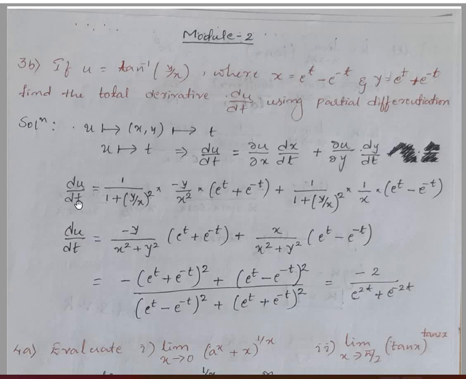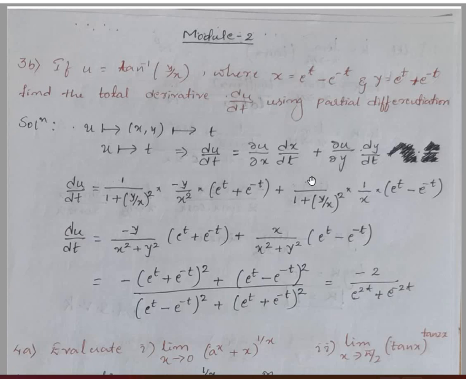So what is du by dt? Differentiate u partially with respect to x. This is what I am going to get. The partial derivative of tan inverse y by x is 1 by (1 plus (y by x) whole square) into the derivative of y by x partially, which is minus y by x square, into the ordinary differentiation of x with respect to t. The derivative of e power t plus e power minus t is e power t minus e power minus t; minus into minus becomes plus. Therefore it is e power t plus e power minus t.